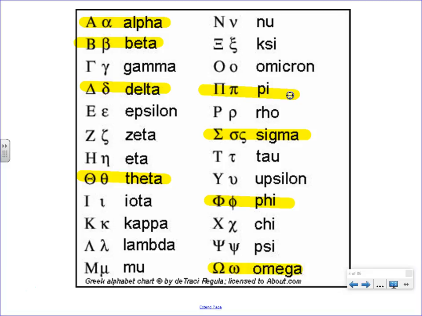Capital and lowercase. Capital's on the left, lowercase is on the right. Pi is actually a tall pi, but he's not very curly. He's more linear. Sigma's fun. We'll use him with sequences and series in chapter 11. Phi, photon. Alpha, beta, gamma, delta, epsilon. Zeta, eta, theta. Iota, kappa, lambda, mu.